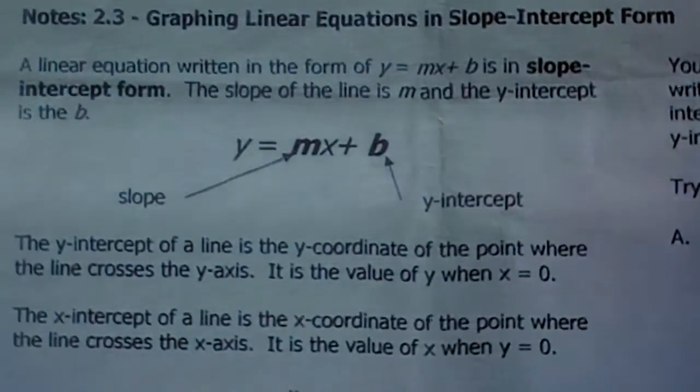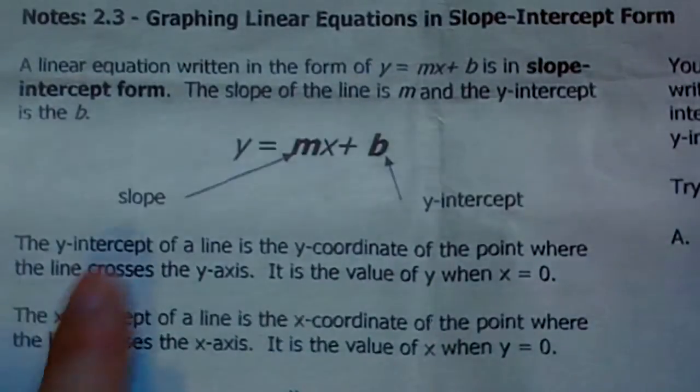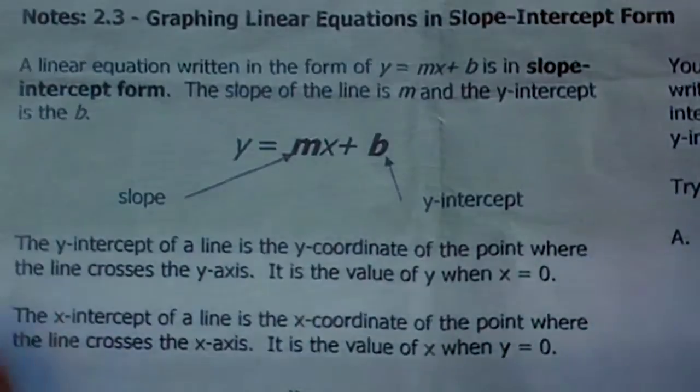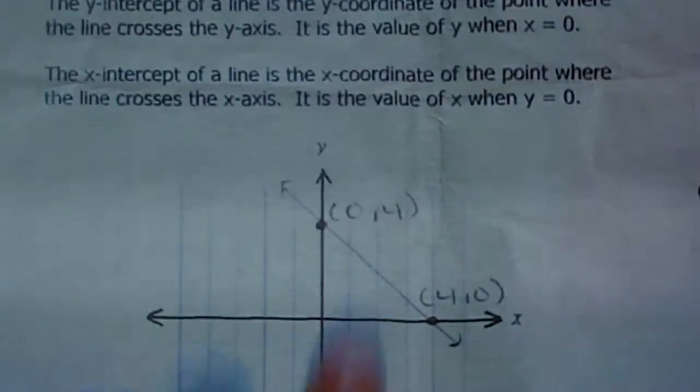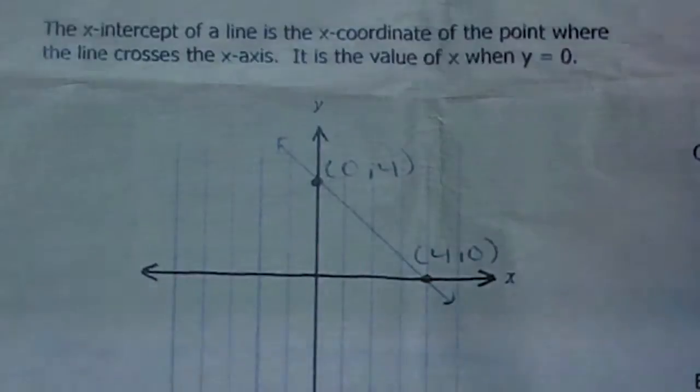And we're going to talk about x-intercepts too. That's the point of a line where the x-coordinate, where the line crosses the x-axis. So it's the value of x when y equals 0. So y-intercept, x equals 0. X-intercept, y equals 0. So in taking a look at this little picture, here's the y-axis.